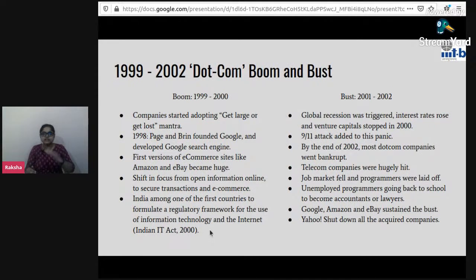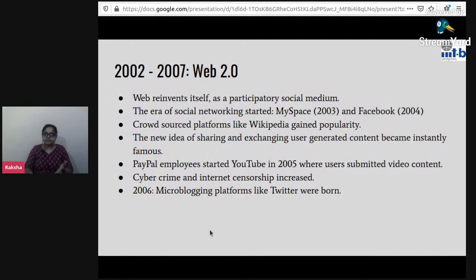right? We have seen the low, we have hit the bottom, and there is no future for the web. And that is when the web reinvents itself as a participatory social medium. That is when the era of MySpace and Facebook started, and crowdsourced platforms like Wikipedia gained popularity. On the web, you didn't have to create content. The companies didn't have to create the content. They just have to provide a platform for the users to create content, right? So the focus went from the companies to the users, and it became a user-centric perspective.